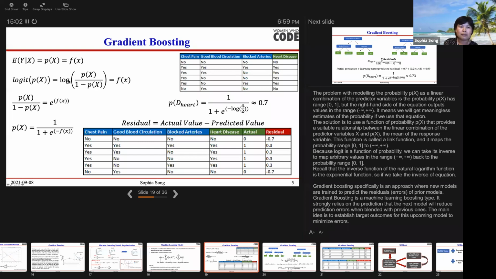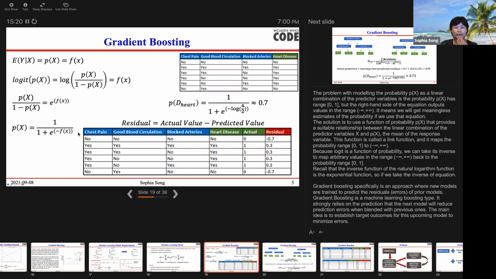This is the log odds, right? This is the odds. So then we can take the exponential of both sides, and finally we can get the probability. This actually is a logistic regression model.